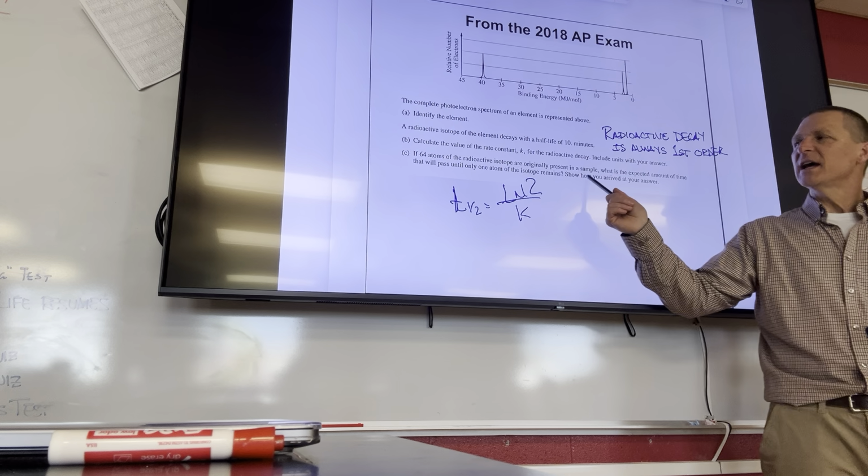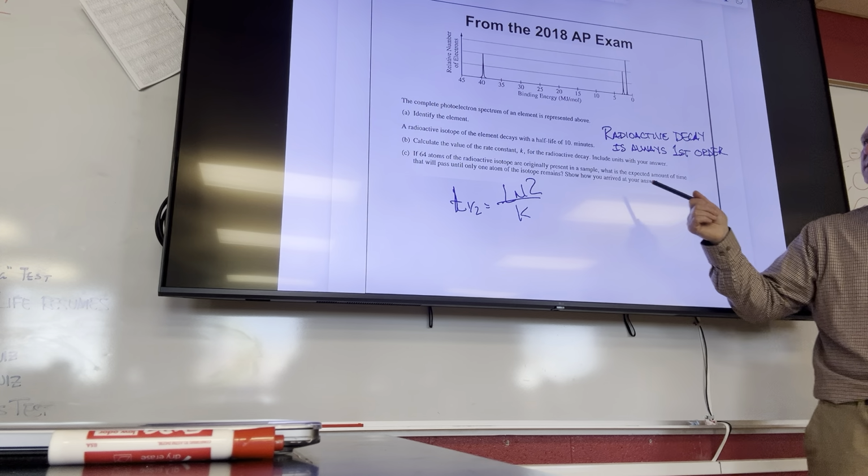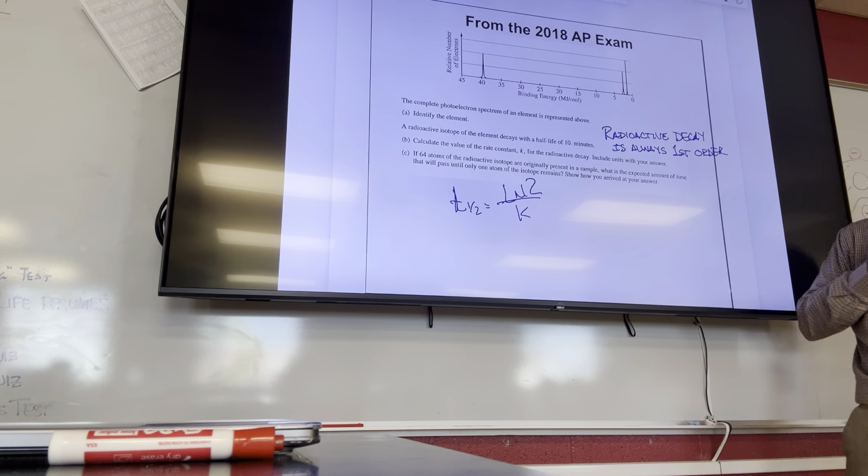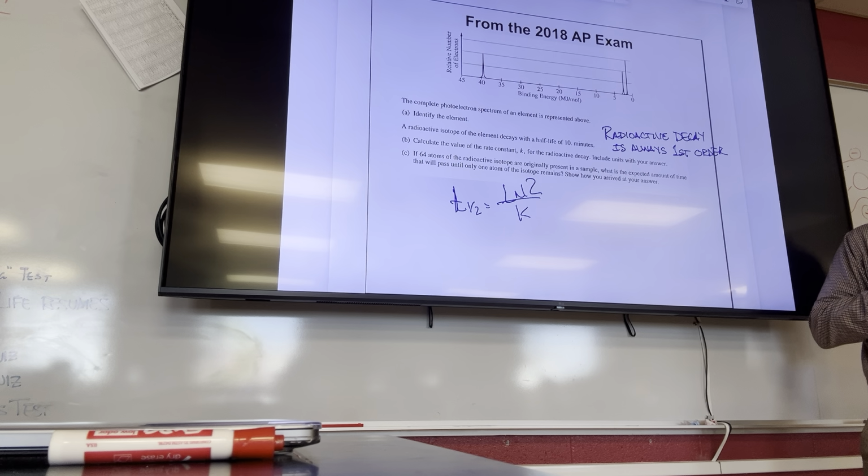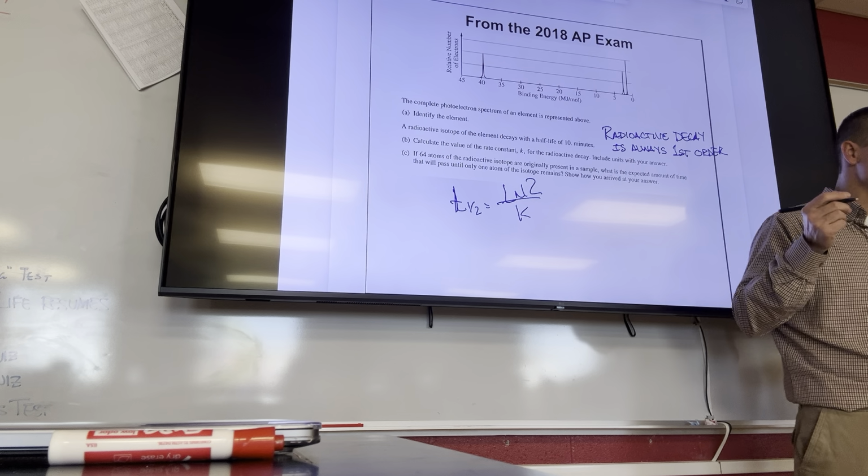Then in part C, it says if 64 atoms of the radioactive isotope are originally present in a sample, what is the expected amount of time that will pass until only 1 atom of this isotope remains? Show how you arrived at your answer. Now in this case, you have a choice. There are 2 different ways you can do this.